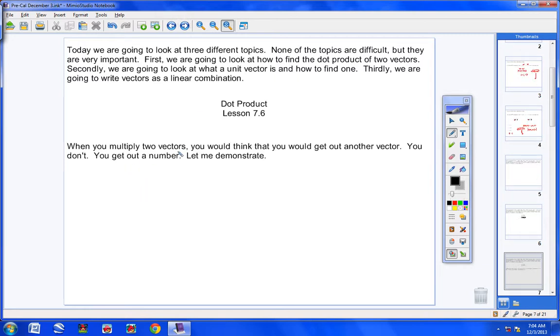When you multiply 2 vectors, you would think that you would get out another vector. You don't. You get out a number. Okay? Let me demonstrate. Let's say I took a vector like this, write this in your notes please, 4, 6 times, or dot product, however you want to say it, of this vector right here.